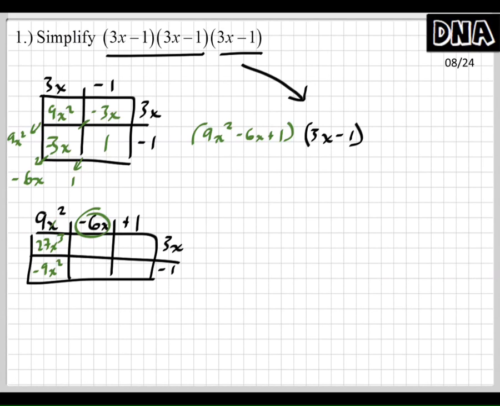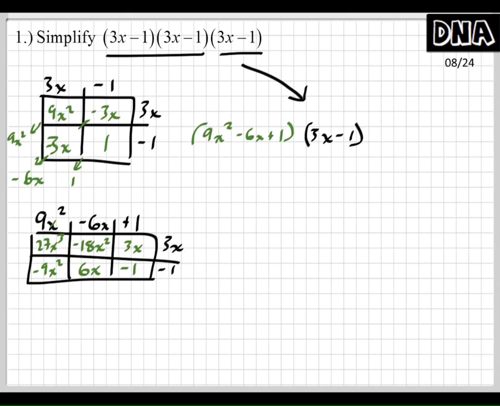Now we have negative 6x times 3x. Giselle. Negative 18x squared. Yes, squared. Okay, then we have negative 6x times negative 1. That will be positive 6x. Then we have 3x, and then we have negative 1.